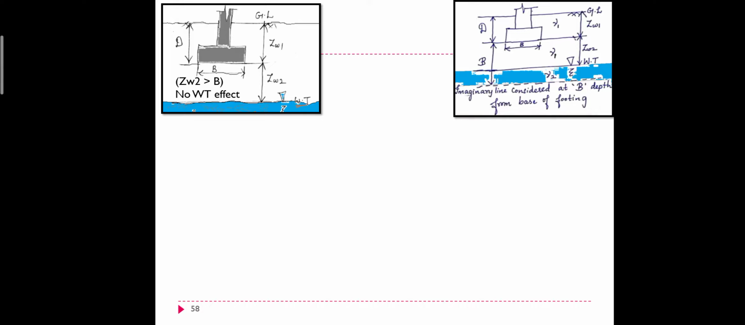Then what is ZW2? It is always from the base of the footing to the water table. இங்கேயும் you get ZW2. After getting ZW2, what should you check? Whether it is greater than the width of the footing B or less than the width of the footing. If it is greater than the width of the footing, no effect of water table. அதான் first case. Second case என்ன இருக்கலாம்? ZW2 less than the width of the footing.